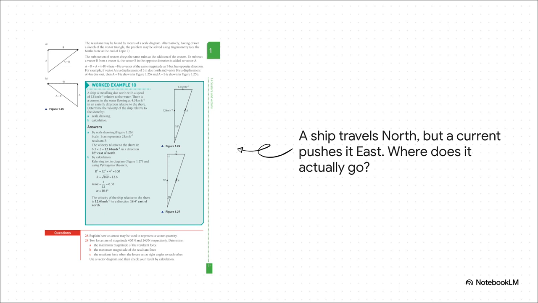You've got a ship, and its engine is pushing it due north at 12 kilometers per hour. But at the same time, there's a strong sea current pushing it due east at 4 kilometers per hour. The ship isn't just going to go north, and it's not just going to go east. It's going to end up somewhere in between. So how in the world do we figure out its actual path?